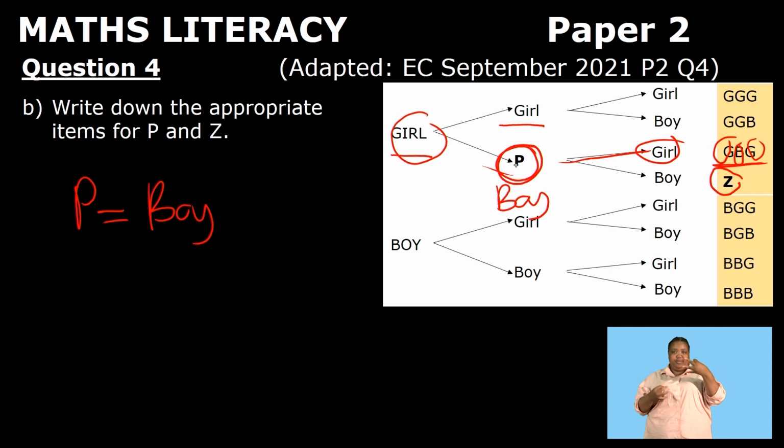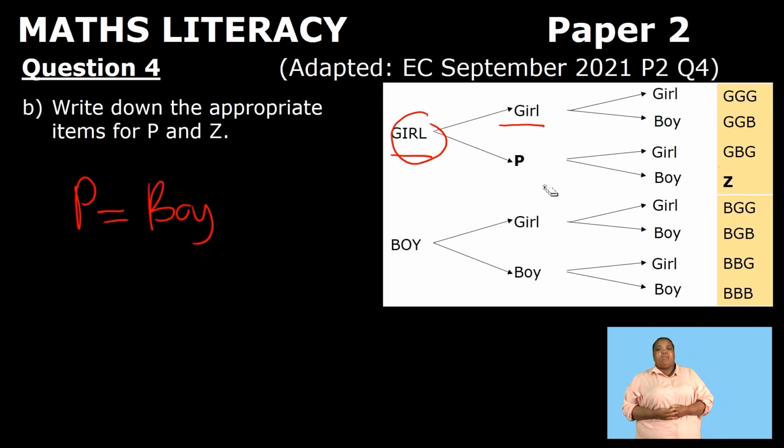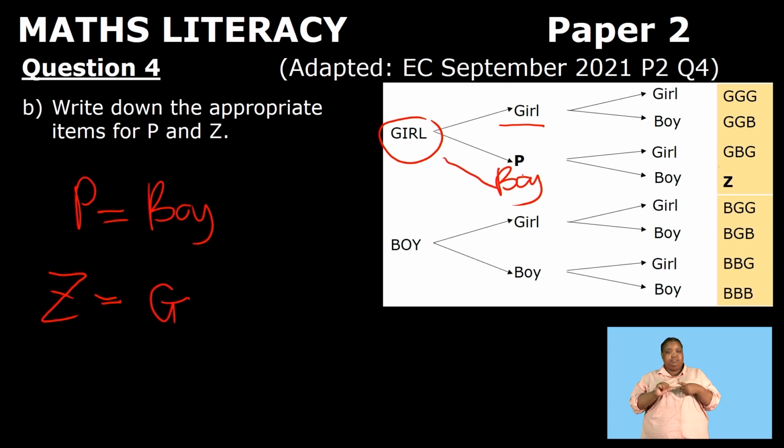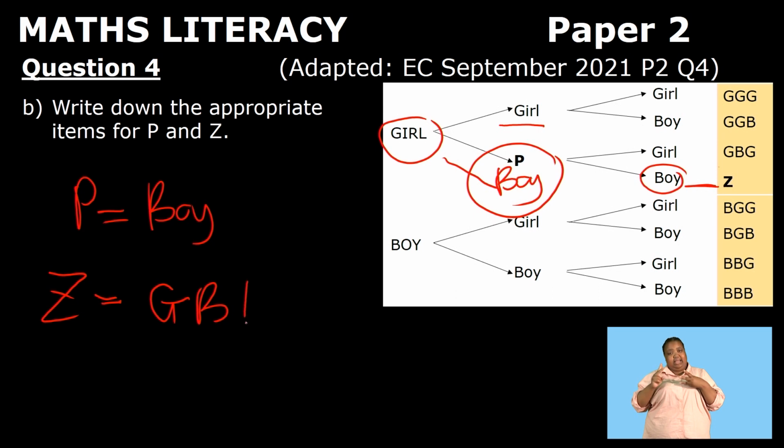So now, let's follow. This is a boy. So for Z, we are having a girl. After that, we are having a boy. And then to get there, we are having another boy. So it's going to be G, B, B.